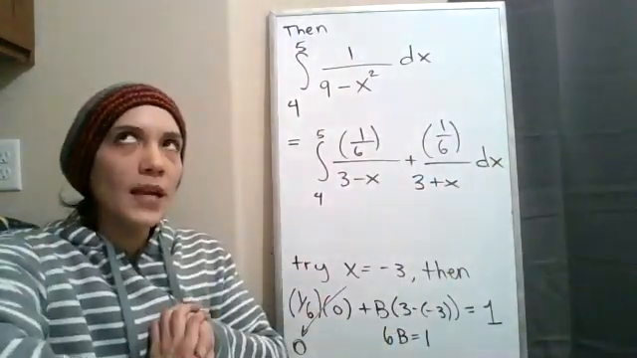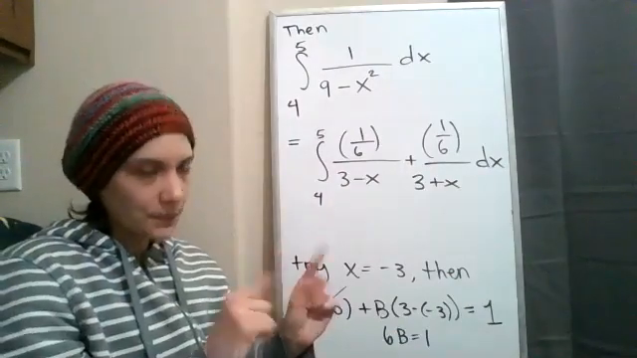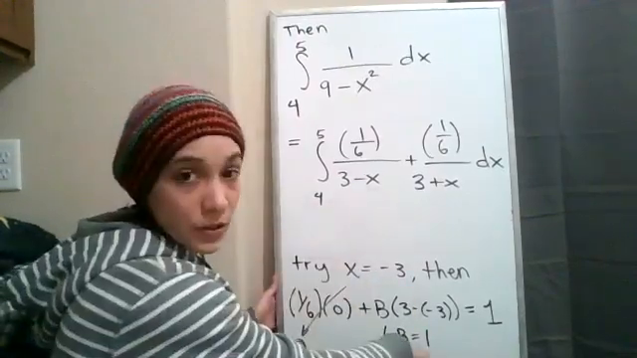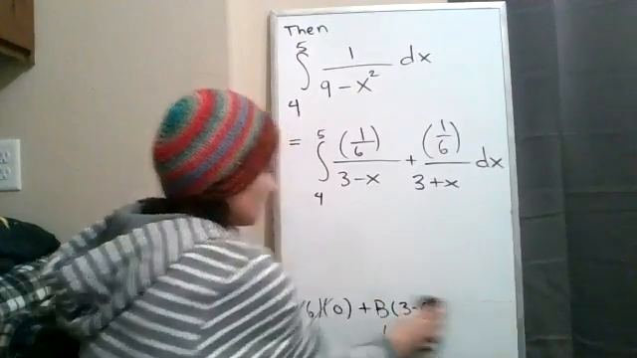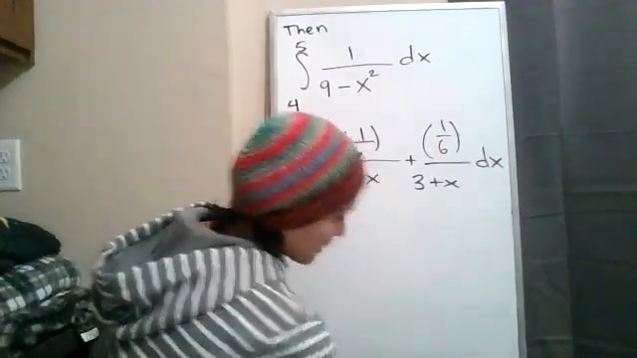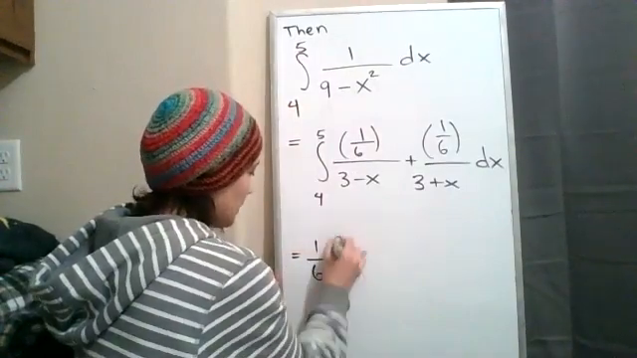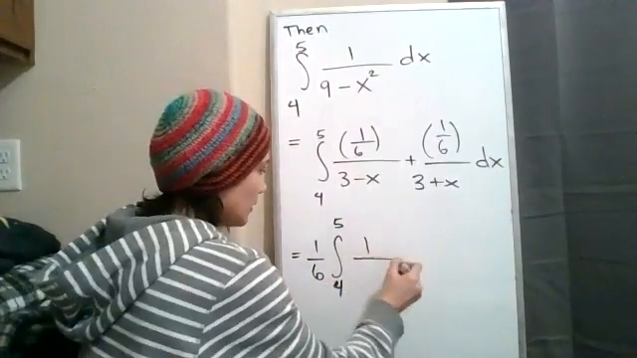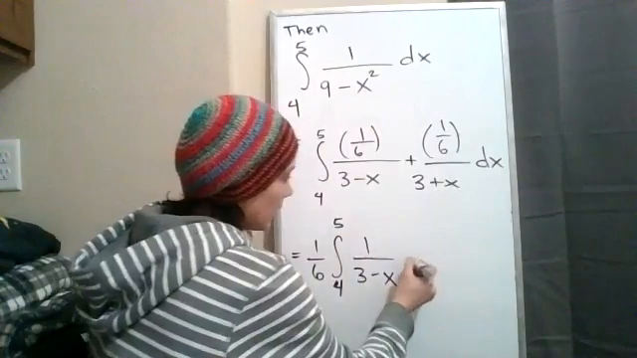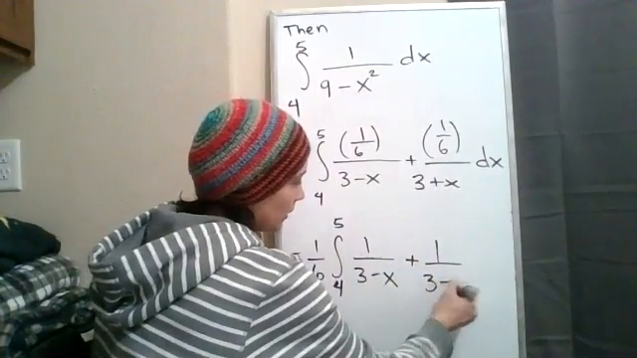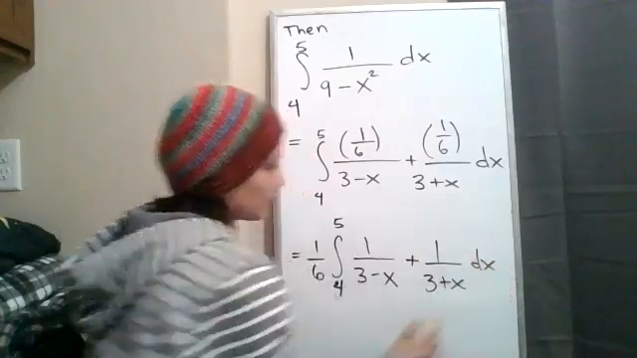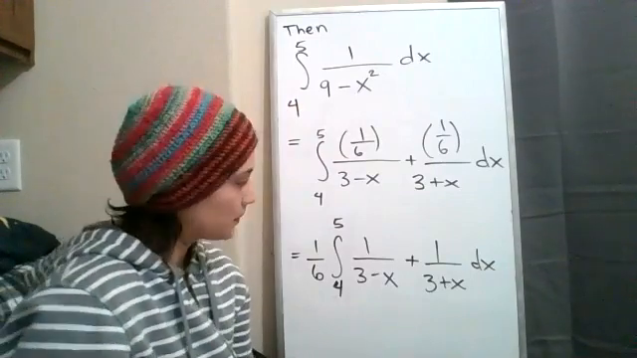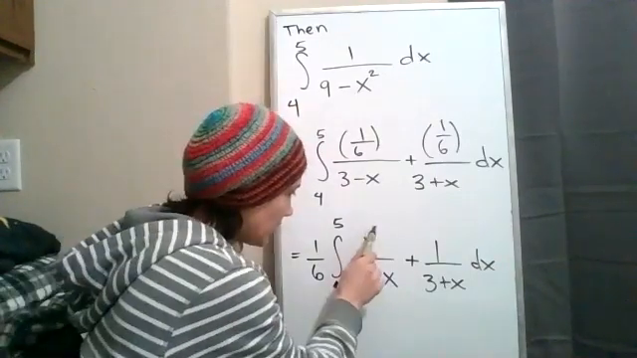Awesome. Let's factor out 1/6 and do more scratch work to actually get the integral. 1/6 integral from 4 to 5 of 1 over 3 minus x plus 1 over 3 plus x dx. This is where I want to slow down a little bit and do scratch work. So let's start with this piece.